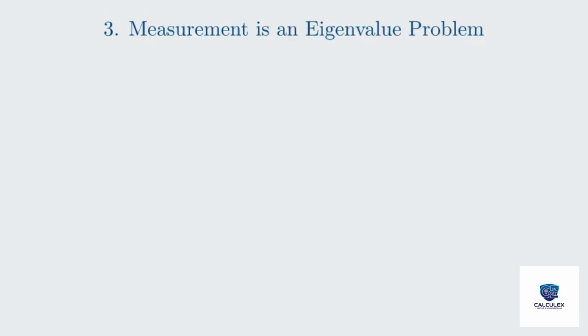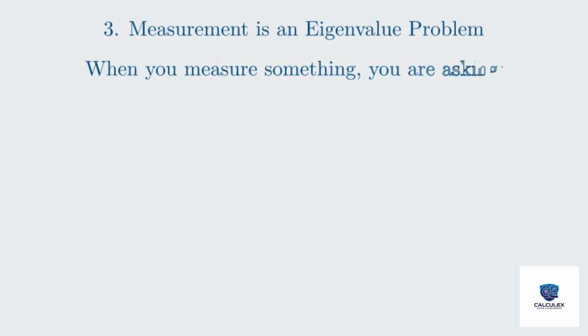Now for the core idea of this entire video: quantum measurement is just an eigenvalue problem. This is where the weirdness usually kicks in, but it doesn't have to. When you perform a measurement on a quantum system, you are essentially asking a mathematical question. Which eigenvalue does this operator return?